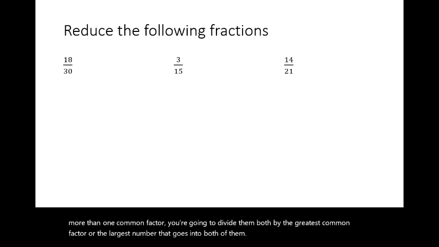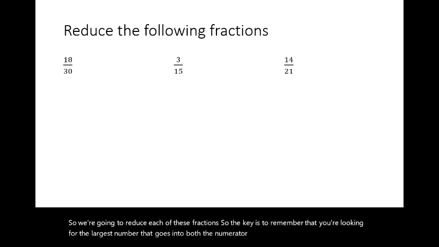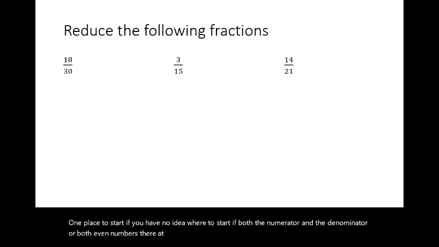So we're going to reduce each of these fractions. The key is to remember that you're looking for the largest number that goes into both the numerator and denominator. One place to start, if you have no idea where to start: if both the numerator and the denominator are even numbers, they're at least both divisible by 2. So for 18 over 30, if you have no idea where to begin, you can at least start with 2.